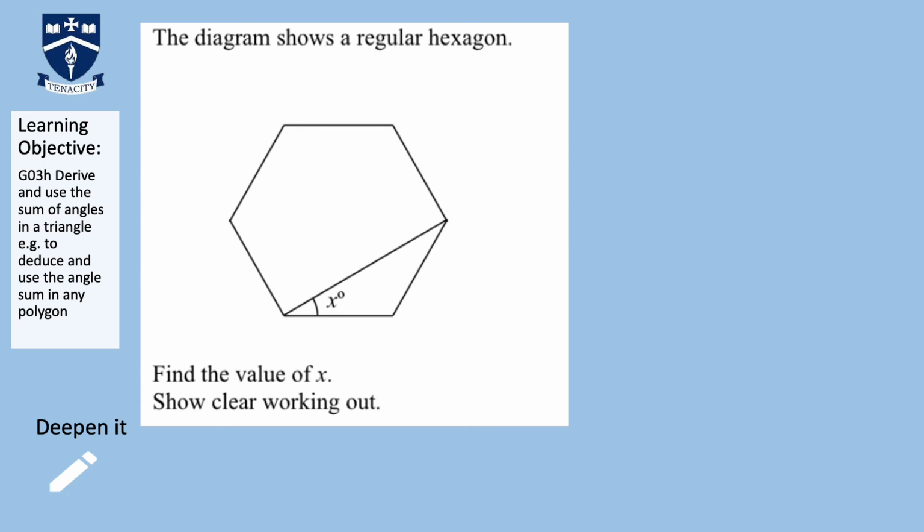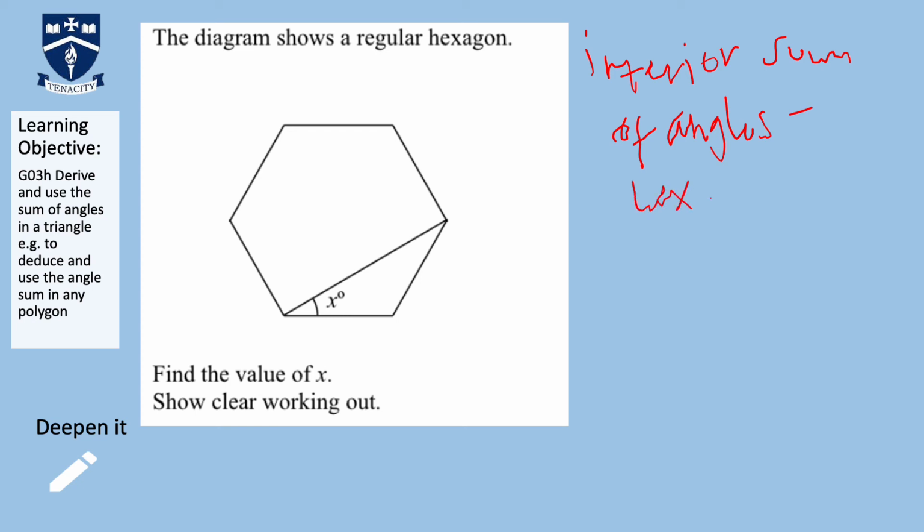Okay, let's have a look at this question. So we know two things. It's a regular hexagon, so we know the interior angles of a regular hexagon add up to 720 degrees. So the interior sum of the hexagon is 720 degrees. Remember, it's just 6 take away 2, which is 4, times 180, which is 720.